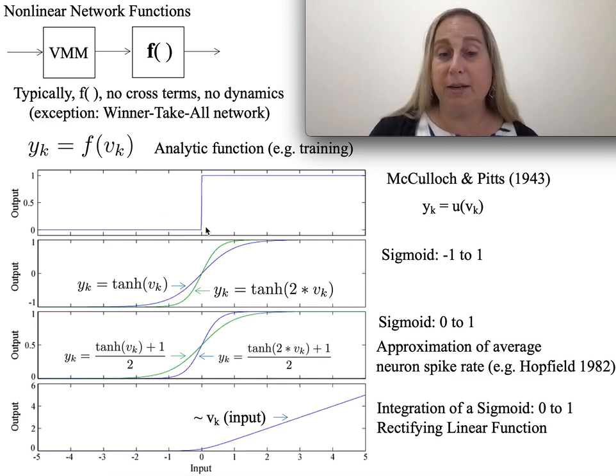So now we're talking about various terms, and typically we're going to want analytic functions, because that's going to make a huge difference when it comes to training. Analytic means all derivatives exist everywhere. That'll be huge. Now, a good example of one that doesn't is the classical McCulloch-Pitts neuron that goes back to 1943.